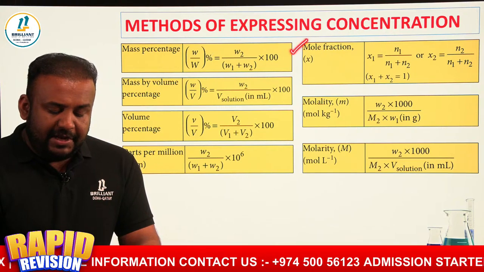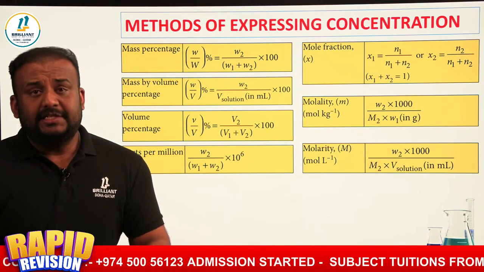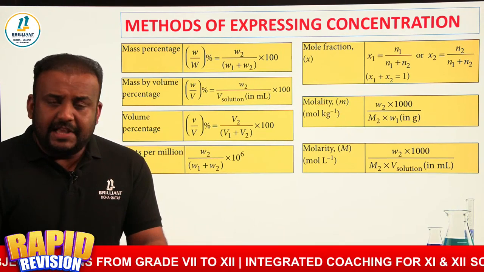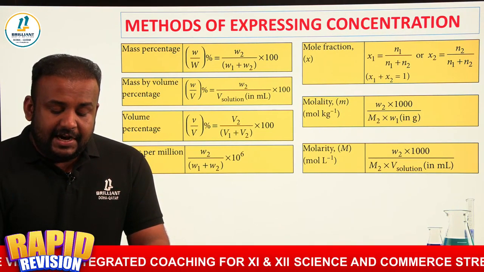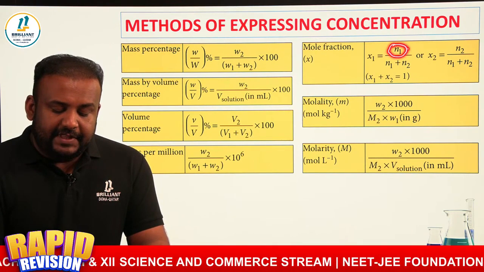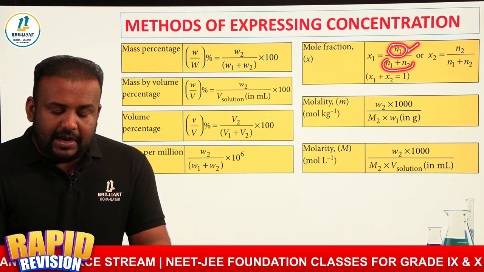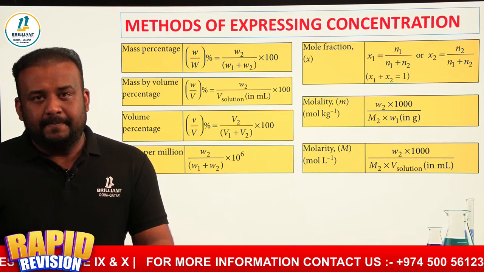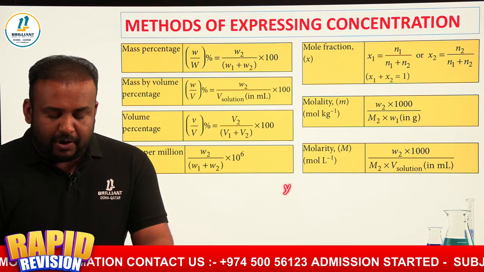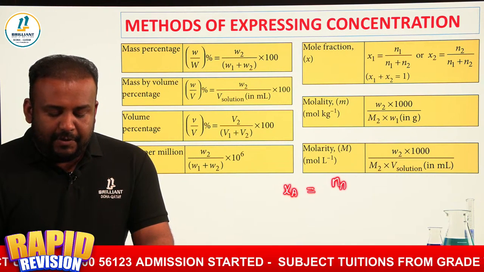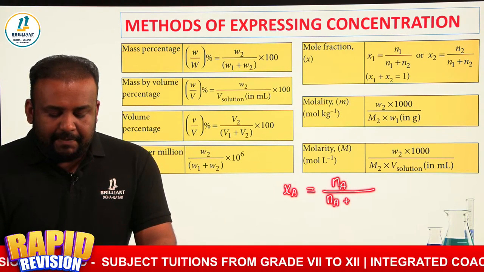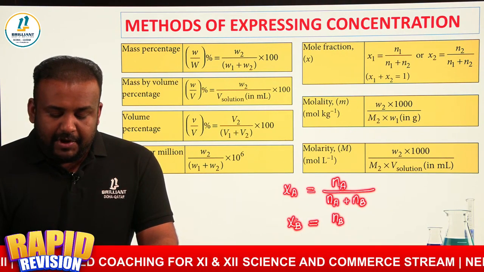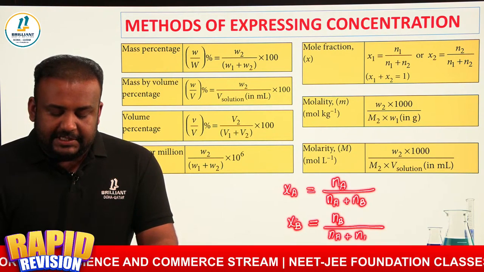Now the next parameter is mole fraction. This is one of the most important concentration terms that you need to remember. Mole fraction of any substance in a solution is defined as the ratio of the number of moles of that substance divided by the total number of moles in the solution. For example, if I have a component A and a component B, I can express the mole fraction of component A as number of moles of A divided by number of moles of A plus number of moles of B. Similarly, mole fraction of B can be expressed as number of moles of B divided by number of moles of A plus number of moles of B.